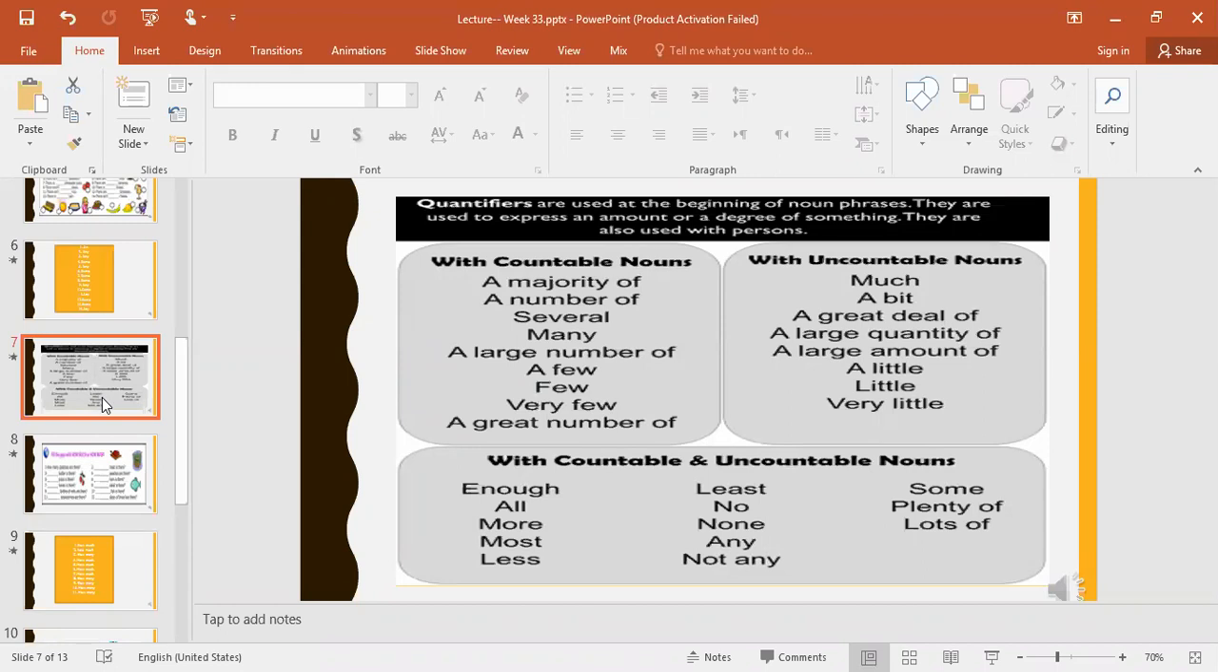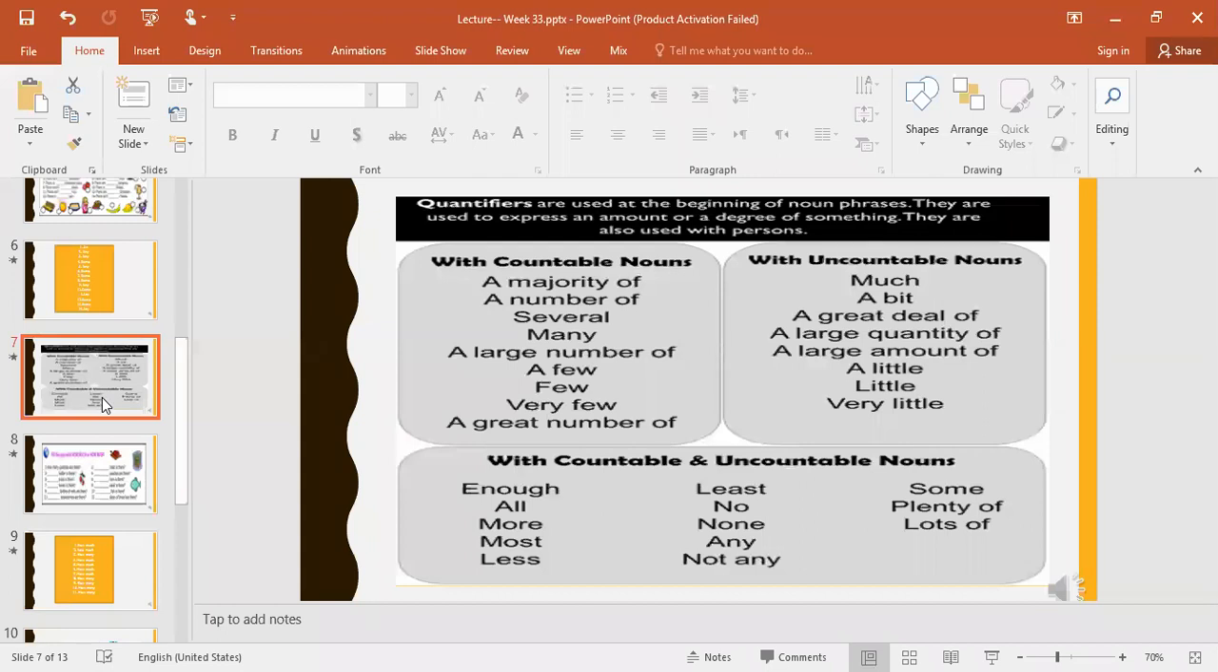Okay, so I use these words, which are called quantifiers, at the beginning of noun phrases, and they are used to express an amount, a quantity or degree of something. So these quantifiers are used to express the amount or quantity of something. And these quantifiers also are used with persons. How? Let's see.